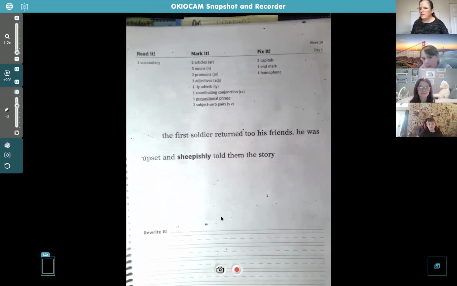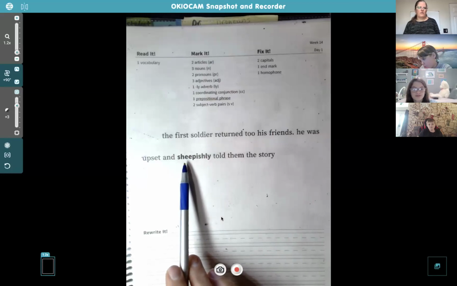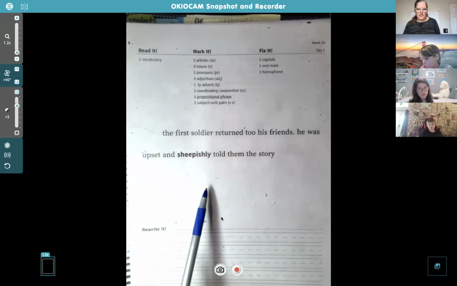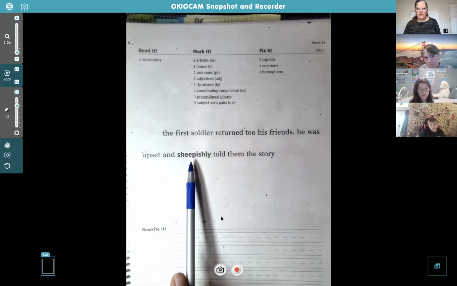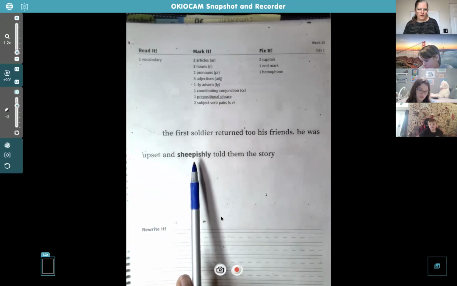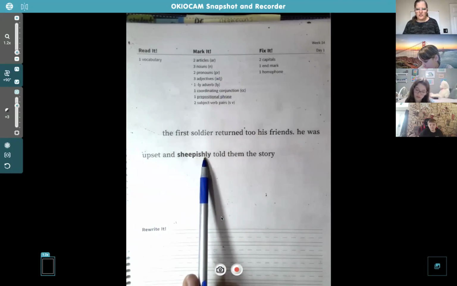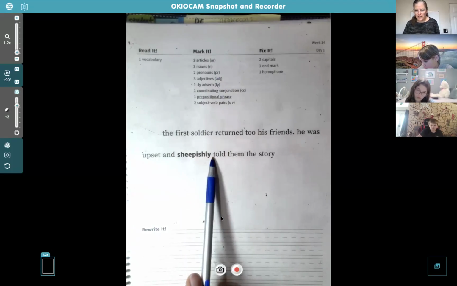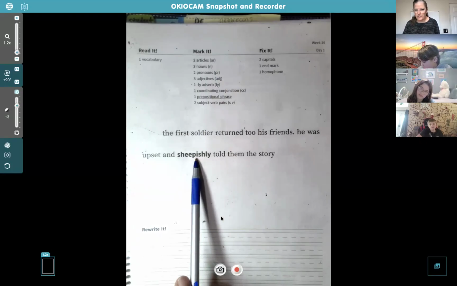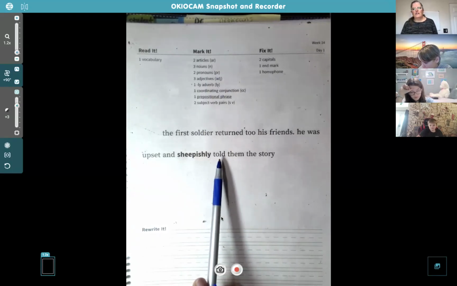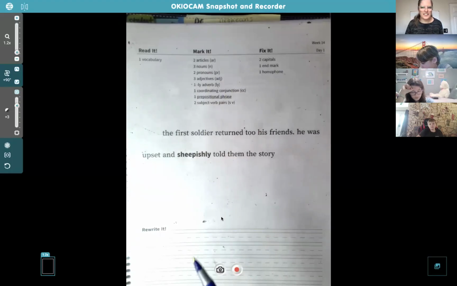Nice. Good job. So sheepishly is our vocabulary word. It's in dark, bold letters. And I see the word sheep in there. So this word means like when you're embarrassed from having to do something foolish, like you're embarrassed to do it, sheepishly, or shy, like you're shy to do it. So sheepishly is an ly adverb. It's telling how he told them the story. He was kind of embarrassed to tell them the story. So that's what that means.